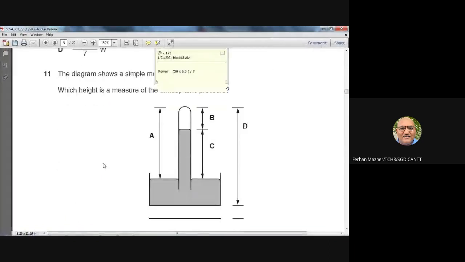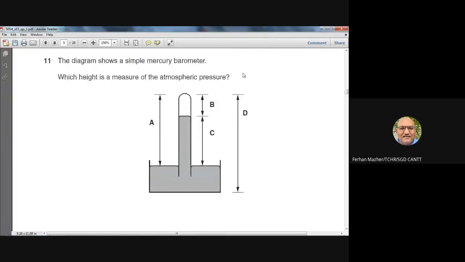Okay, so now we are moving to the next question. The diagram shows a simple mercury barometer. Which height is a measurement of the atmospheric pressure? Remember this thing? This is from the level of the mercury in the tray to the level of the mercury in the inverted tube. So C is the right answer.